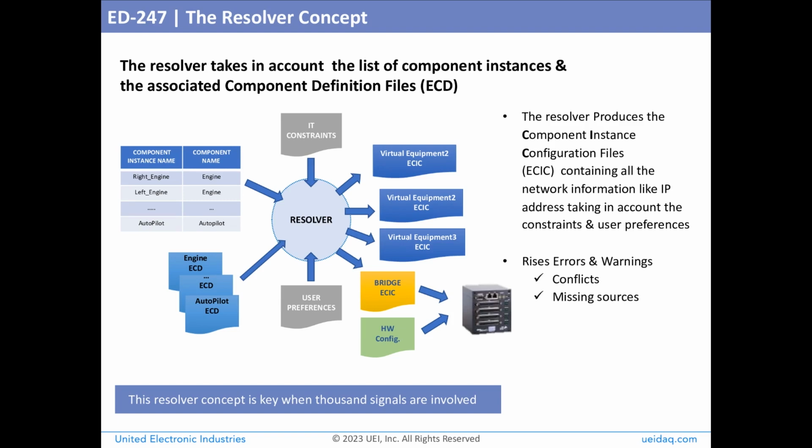This file takes into account all the components and the network information, ensuring that the data is routed to where it needs to go. It will point out the conflicts and missing sources, making for a smooth implementation. It is the key when thousands of signals are involved.